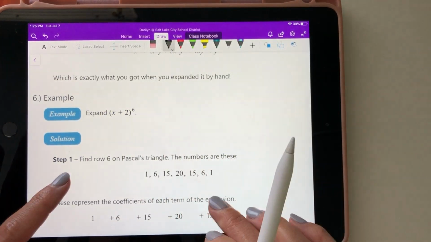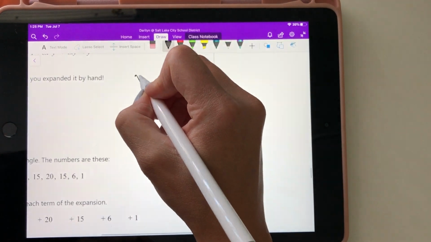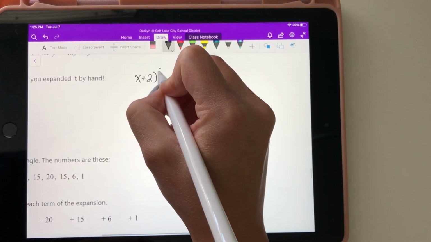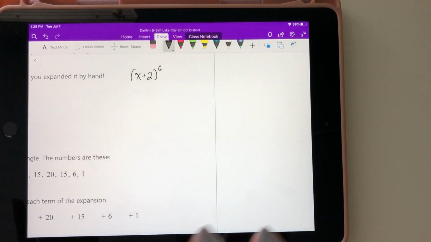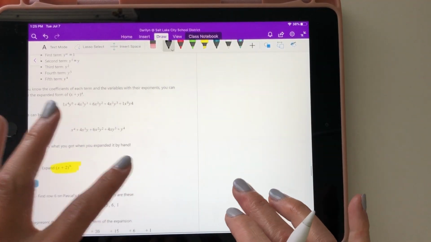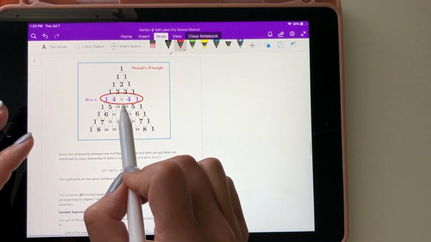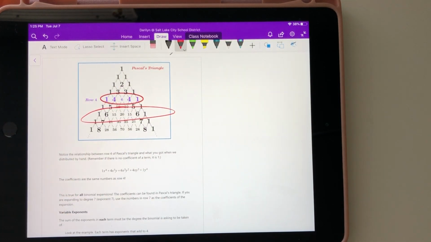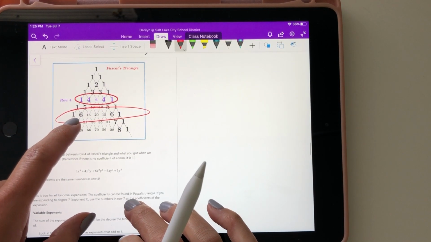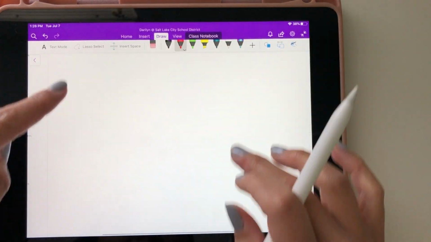So this example is x plus 2 to the 6th power. I'm going to write it over here, x plus 2 to the 6th power. Now this one has a number in it, so this is just going to have one extra step. First things first, I need to go back to Pascal's triangle and look at row 6. It would be really important to have this Pascal's triangle in your notes, by the way. Row 6 is 1, 6, 15, 20, 15, 6, 1.